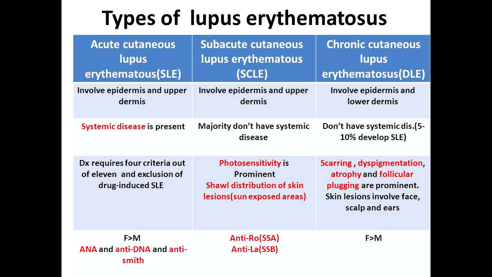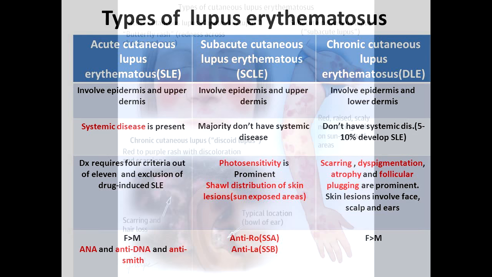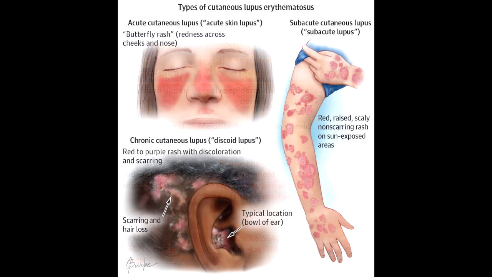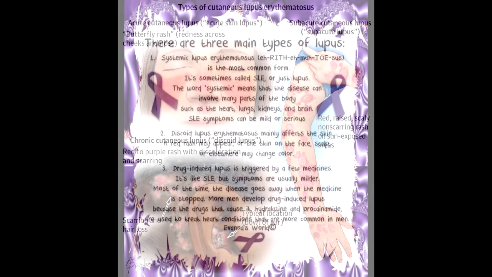Systemic lupus erythematosus. Systemic lupus is the most common form of lupus. It's what most people mean when they refer to lupus. Systemic lupus can be mild or severe. Below is a brief description of some of the more serious complications involving major organ systems.